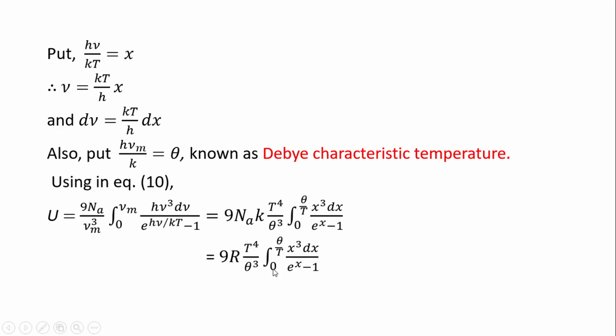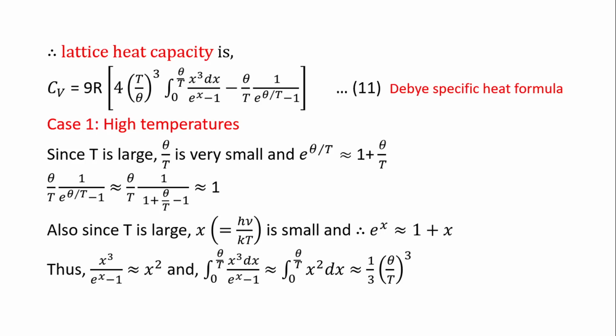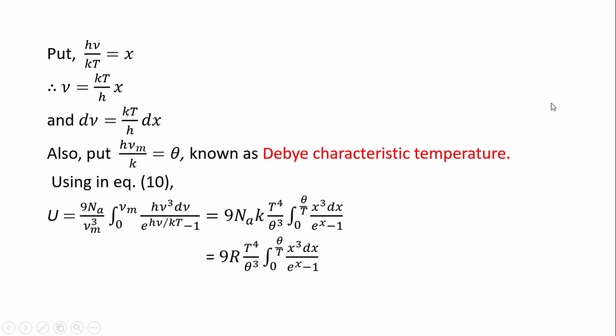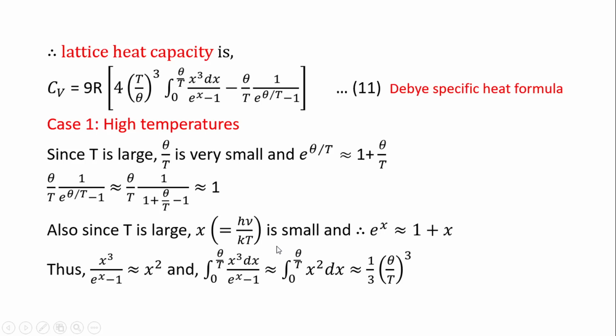And now this expression can be differentiated with respect to T at constant volume V to obtain the lattice heat capacity, and after differentiating and solving we find the expression shown in equation 11 as the Debye specific heat formula. In this way we obtain the expression for internal energy and the expression for the Debye specific heat formula. And as we have done in the case of Einstein's theory, here also we will test the Debye specific heat formula for two different temperatures, that is high temperatures and low temperatures.